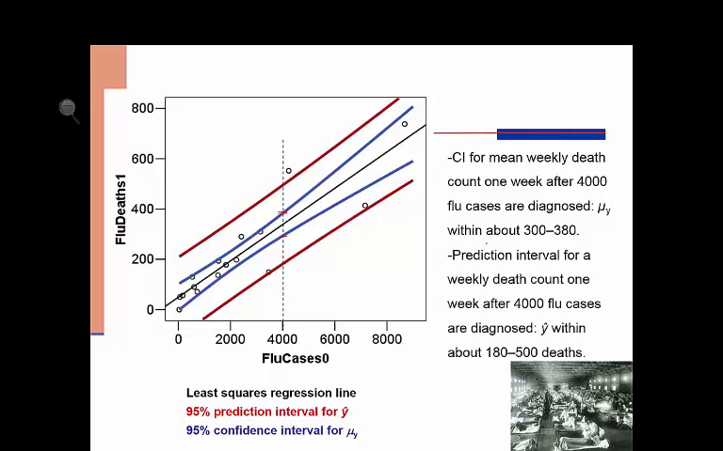And a prediction interval says, instead of the average, when you're just looking at weekly death count, any weekly death count for 4,000 cases is going to be between 180 and 500. So the average is much narrower on the confidence interval and the prediction interval is much wider.